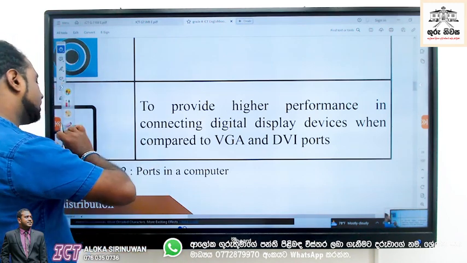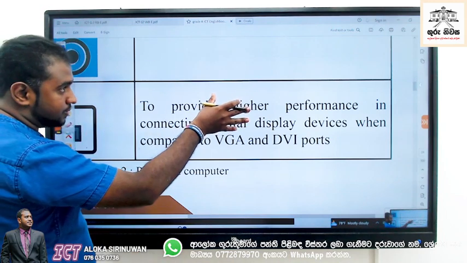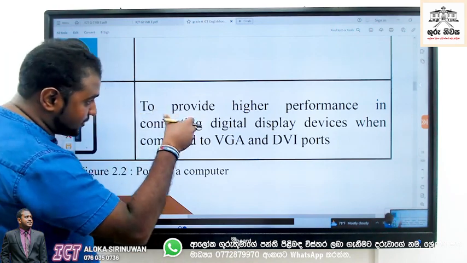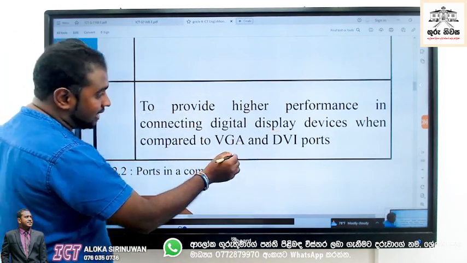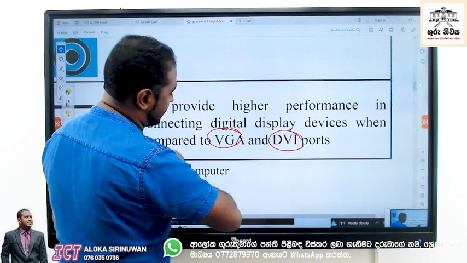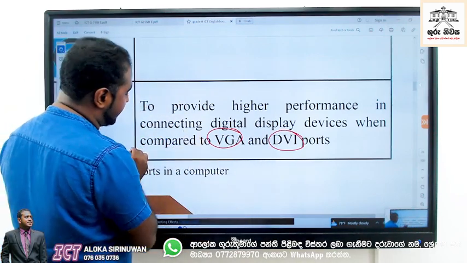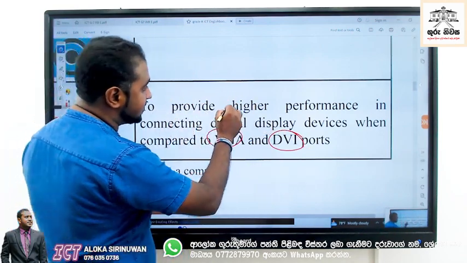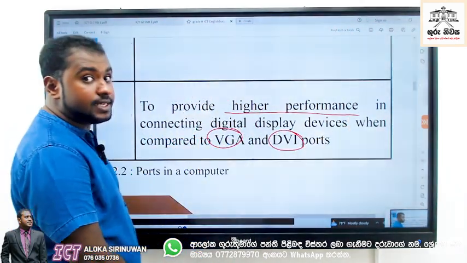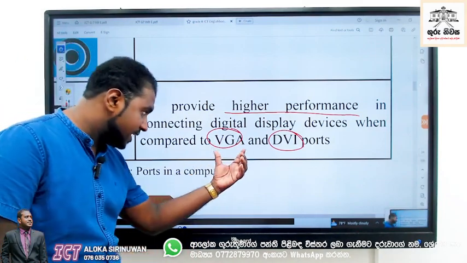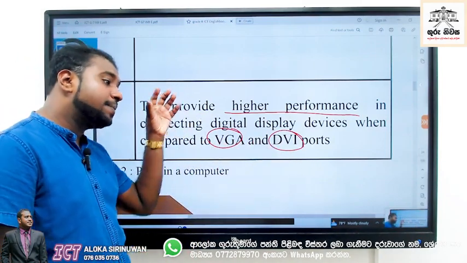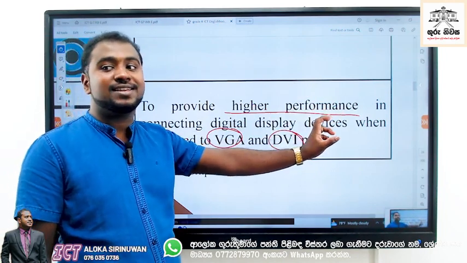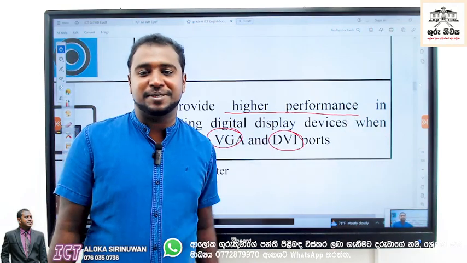But when we connect our desktop computer monitors with the display port, it gives you better quality than VGA and DVI. Understood? You can see, when compared to VGA and DVI, it has high performance. Clear? Rather than VGA and DVI, the display port has high performance. Okay. Even though today we are using HDMI for that purpose.